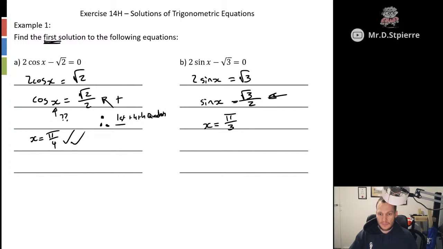Same thing, we have a positive value. We want the first time that this occurs, and that will be the first quadrant again. So this is correct.